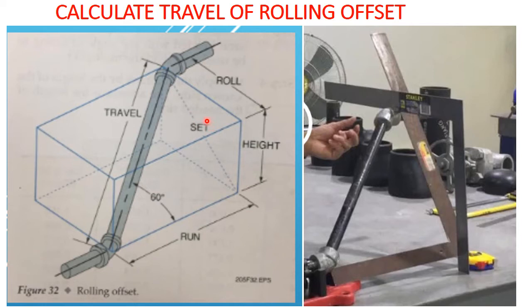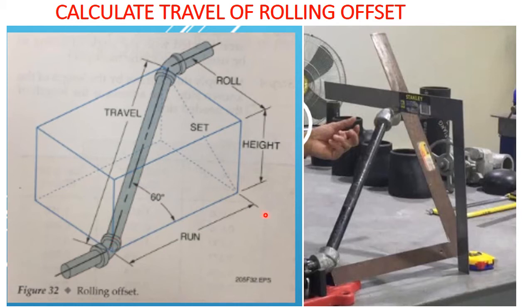Now from center of the elbow to another center of the elbow, this is called travel. Understand? This is called travel. From here to here, it is called travel.